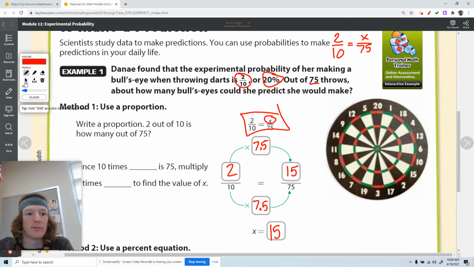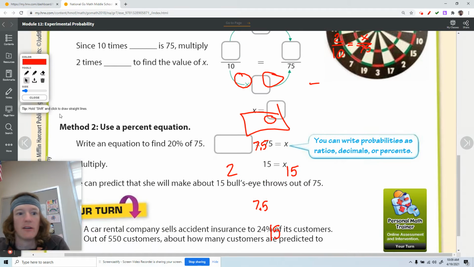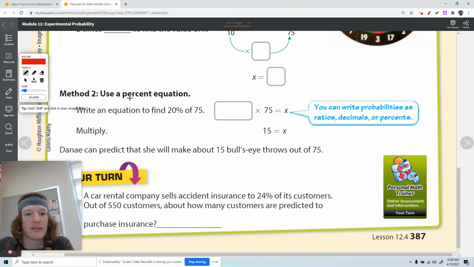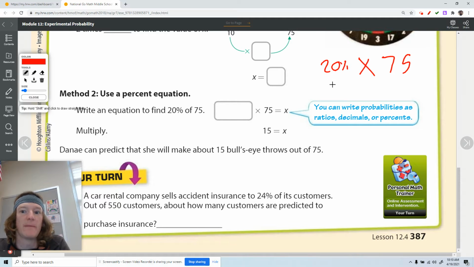Now, the second way we've done proportions is using decimals and multiplying. Percents can be an equation. Write the equation to find 20% of 75. Of means multiply. We can't really use 20%, we can't do 20 times 75, so we need to convert this to a decimal. We move our decimal 2 times over. This is 20%, 0.20 times 75. 0.20 times 75 is 15 again.